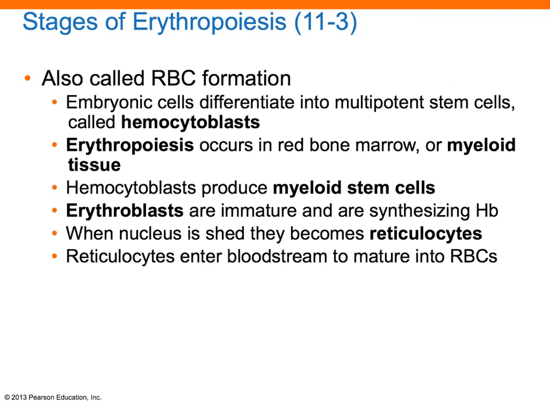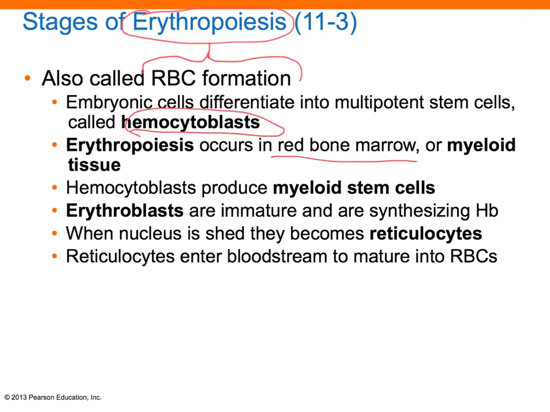Okay, so now let's talk about red blood cell formation. And the term that's given to that is erythropoiesis, and this is red blood cell formation. There are specific names for key stages of red blood cell formation. Red blood cells come from hemocytoblasts in the red bone marrow. So hemocytoblasts are the embryonic stem cells that can differentiate into other types of stem cells.